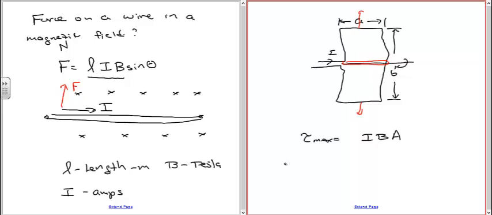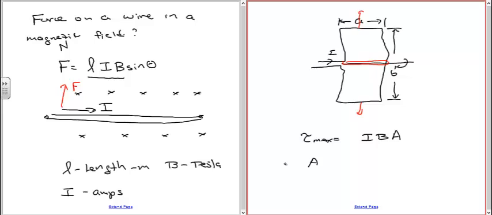Now we're not worried about the direction. So if I give you a current loop, and I can tell you how much current's flowing through the loop, what the magnetic field strength is, and if you can calculate the area, then you can calculate the maximum torque. And the area doesn't depend upon being square. So if I had a circular loop, you just take the area of the circle.